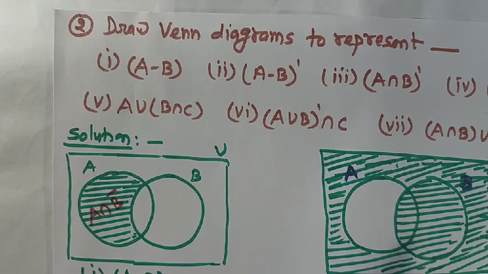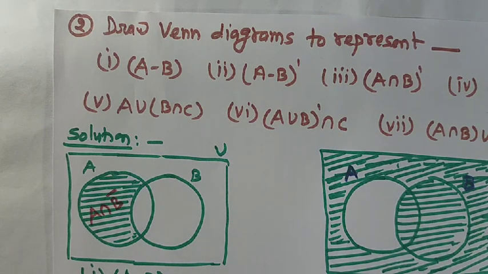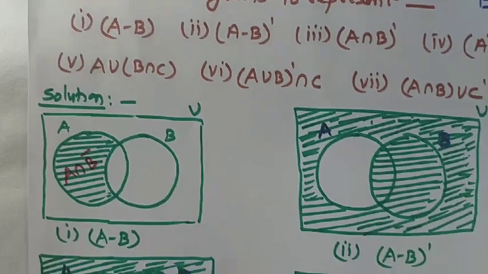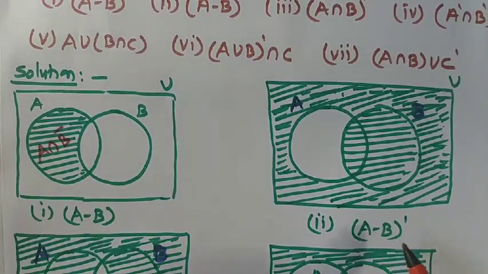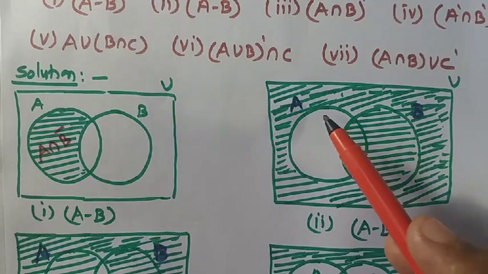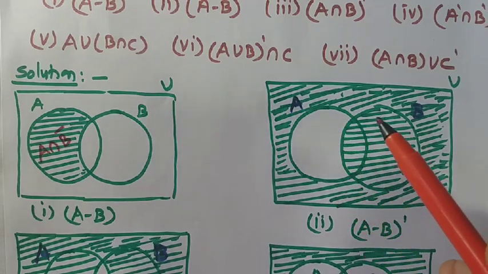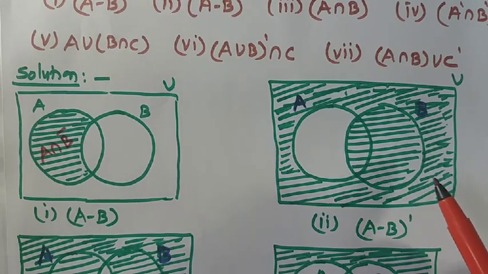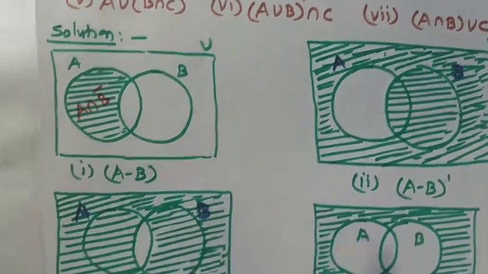Similarly, second will be A minus B complement. So for A minus B complement, firstly we have to find which are present in A minus B, but this will be whole U minus A minus B. So this whole portion, because this one is A minus B, we have to find its complement, which are present in U but not present in A minus B. So it will be the Venn diagram of A minus B complement.